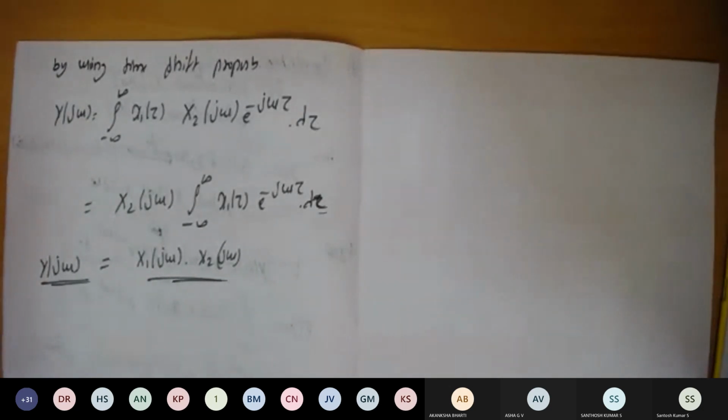We are left with some more properties. We'll continue in the next class.